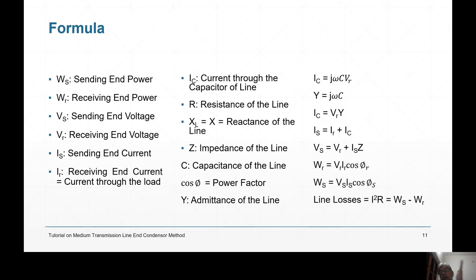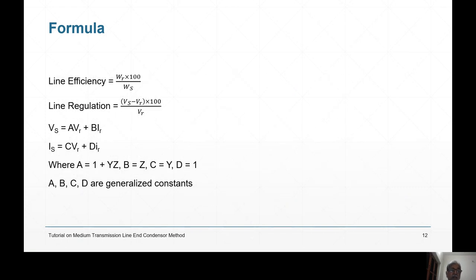This is all for calculation. How will you calculate? Because in your table there is observed and calculated. Observed is what the meter is showing, but calculated, you have to calculate like this. Then going further, line efficiency is WR divided by WS into 100. Regulation is VS minus VR. Why VS? Because the receiving end voltage when there is no load is VS. So VS minus VR upon VR into 100 is the line regulation.